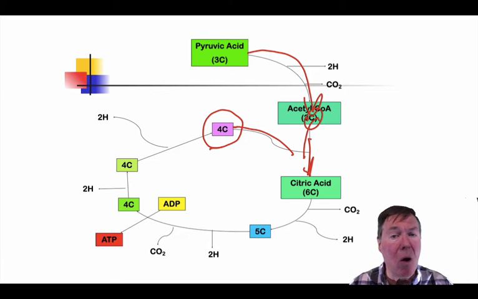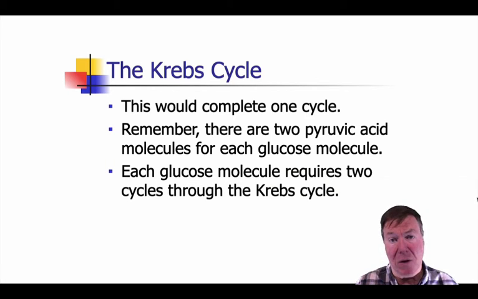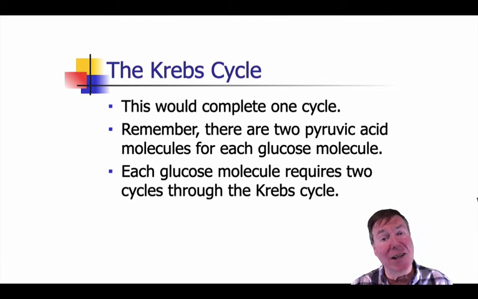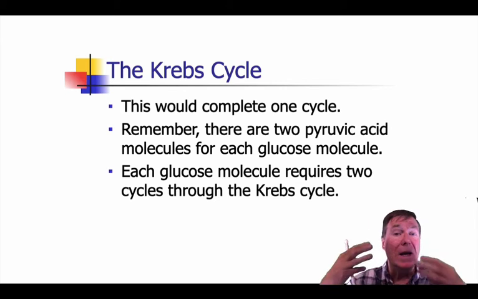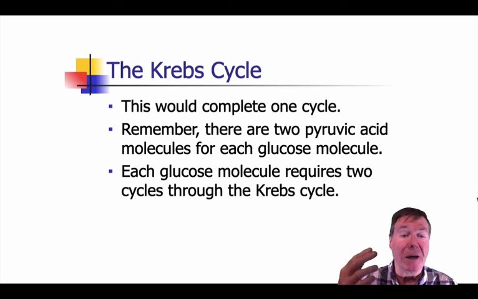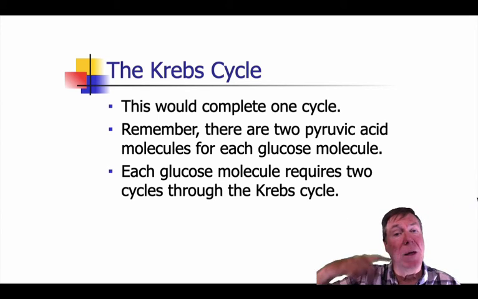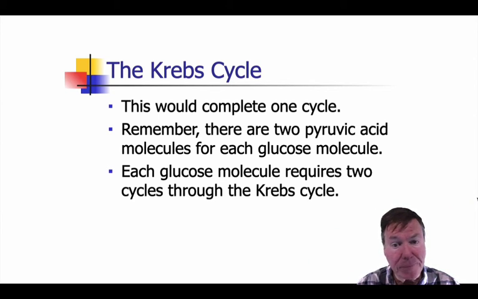Okay? You don't need to know all the malic acids and the acetyl-CoAs and the citric and whatever. That's all words. I don't care. Understand the principle. So that would complete 1 cycle. But remember, we had 2 pyruvic acids per glucose. C6H12O6, we broke it into 2 3-carbon molecules. So when one goes through, another one has to go through, so you get the whole glucose molecule. Because each glucose molecule requires 2 cycles of that Krebs cycle so that we account for it, okay?